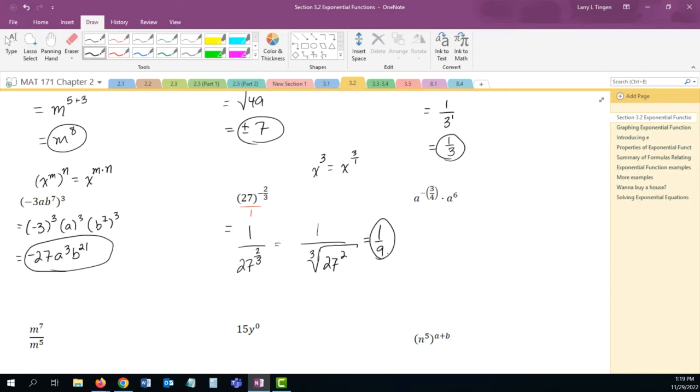You can do it in the calculator with the fractional power, or you can do it in the calculator if you've got a calculator that does cube root. You can also do it in Desmos.